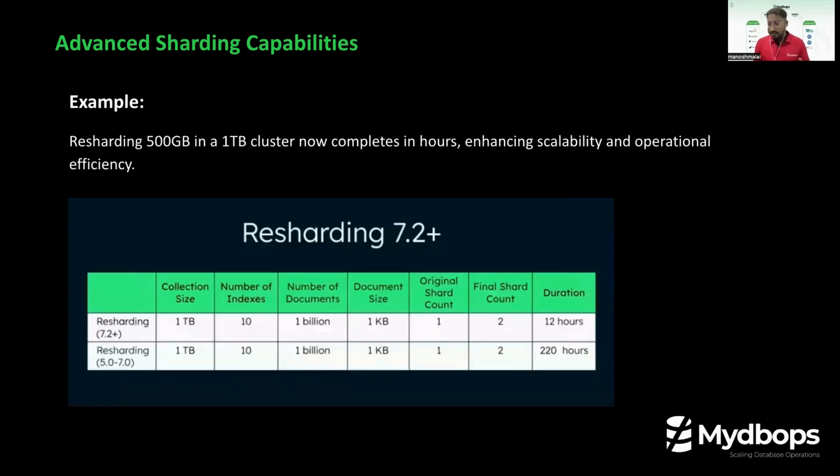MongoDB is claiming that when you have a 1 TB collection and all those numbers are there, in 7.2 plus it is going to take only 12 hours. In 5 to 7, it is 220 hours. Oh, it's a huge change. I don't know what kind of magic they did in the back, but it's quite helpful for a lot of engineers. It gives good sleep to the MongoDB database team. Thanks for these wonderful changes, MongoDB guys.